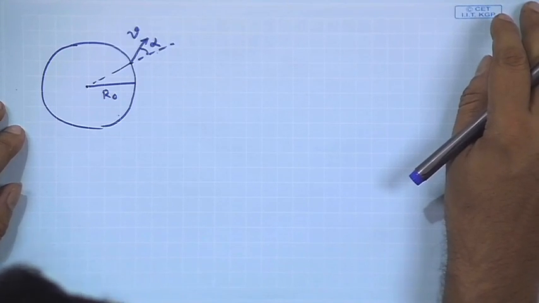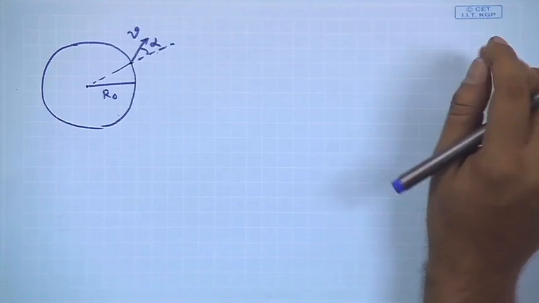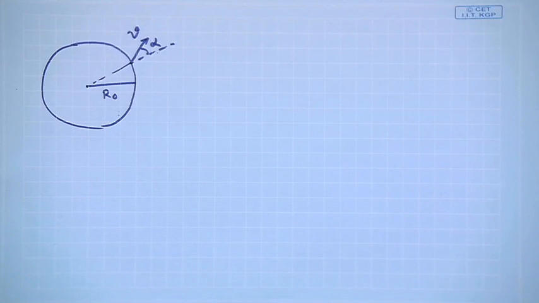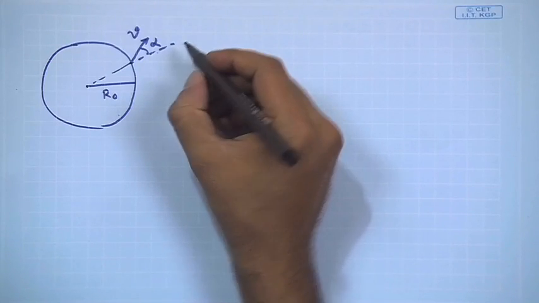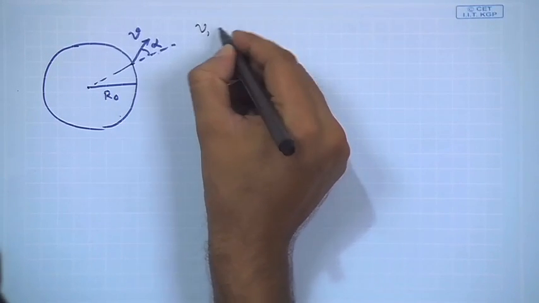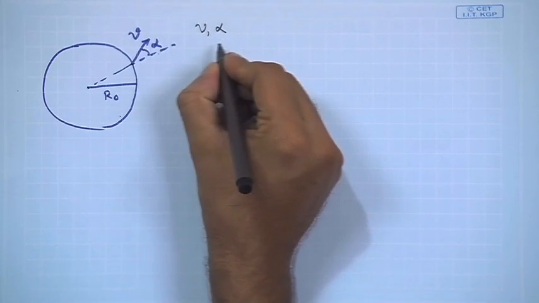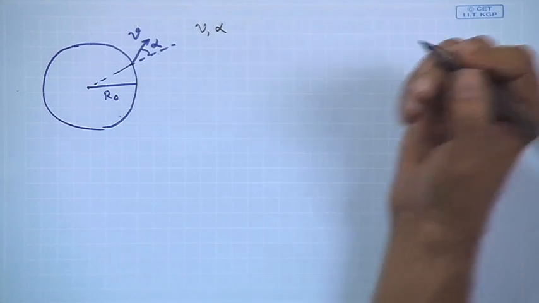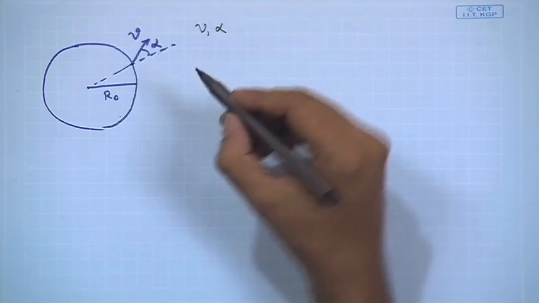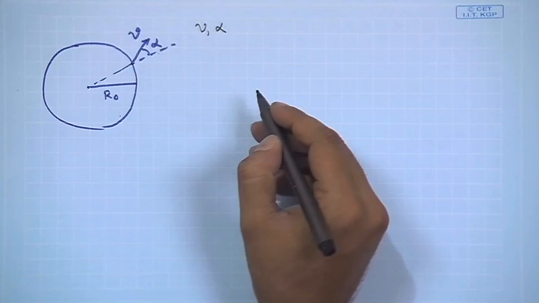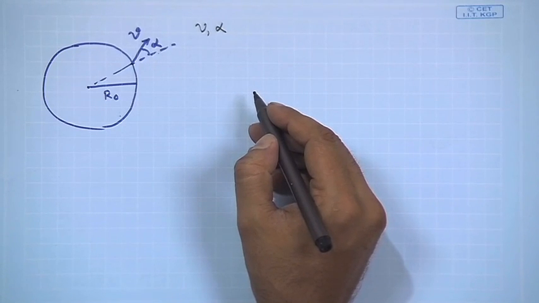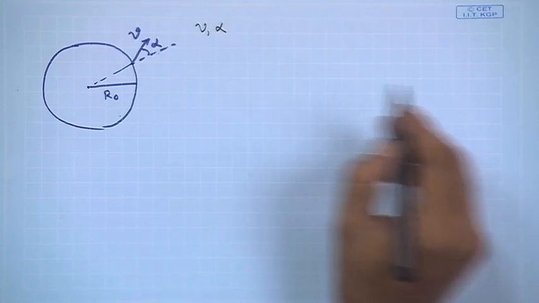Now, in this chapter and in this discussion, we will try to find different conditions on this v and alpha. We will check different conditions of v and alpha which will lead to different types of orbit, namely the circular orbit, the parabolic orbit, elliptical orbit and hyperbolic orbit.